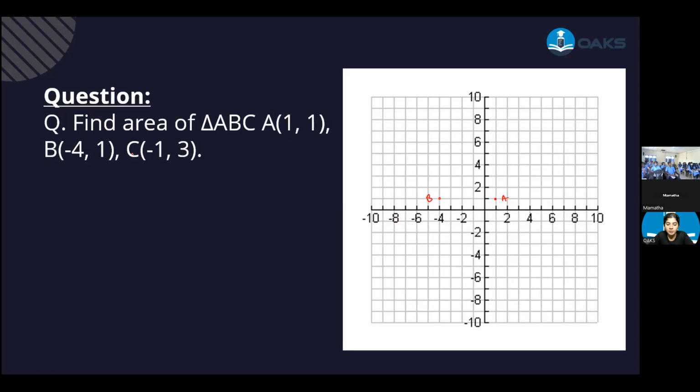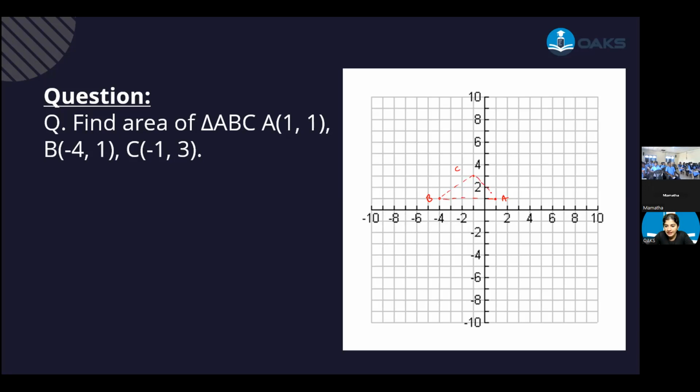We have to plot point C. Now we have to start from origin and then left. We are going left, okay, till point -1. Now up or down? Up. Up till point 3. So this is point C. Now let's join these.